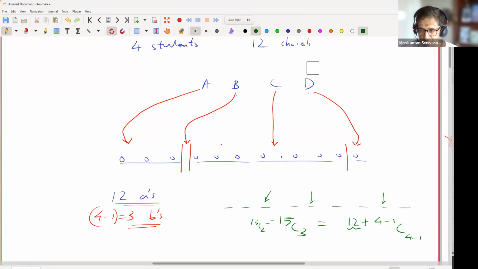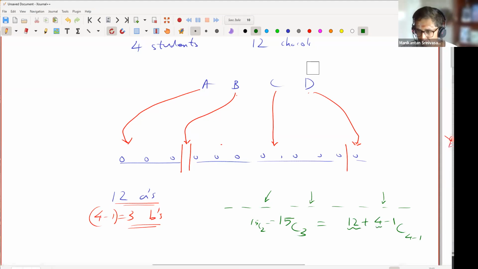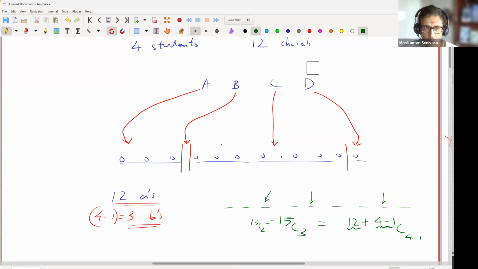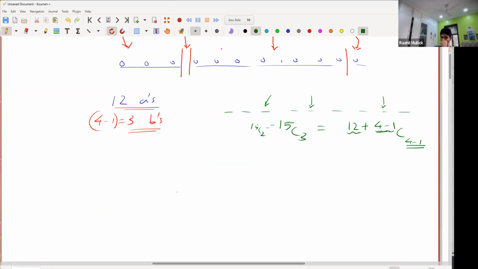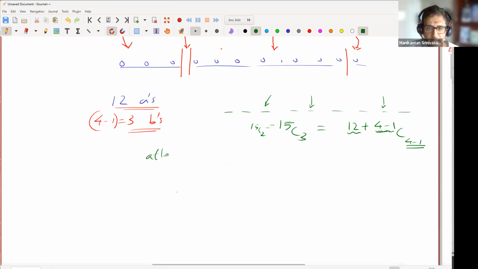So you have 12 chocolates and 4 kids. Therefore, we need 4 minus 1 doors to form 4 partitions. And then you just have to figure out where to put those doors. So among the 15-letter word comprised of 12 A's and 3 B's, where do you put the B's? So it's 15 choose 3. Does it make sense? All of you okay on this? Rahul, you're okay with this? Okay.